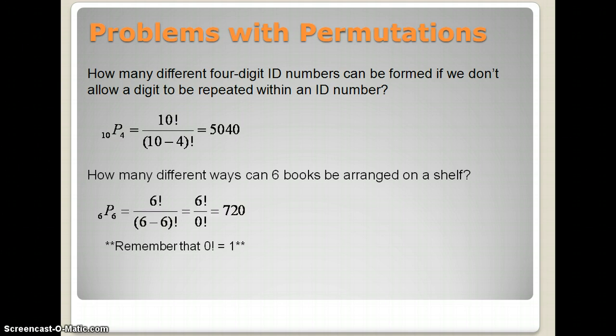Do the same thing with books on a shelf, except in this case we want to put all the books up there. So this would be 6P6. The key in that bottom problem is, remember that 0 factorial is equal to 1. So on the bottom, 0 factorial, a lot of people want to say that it's 0. Be very careful with that.